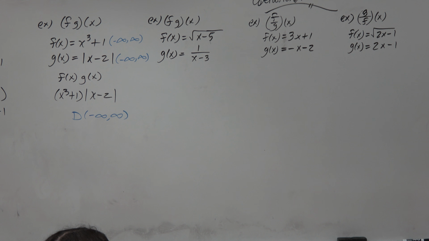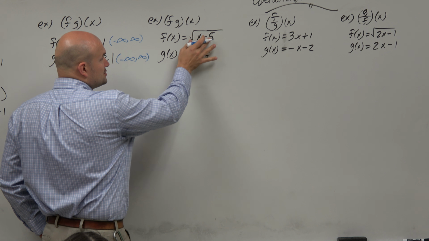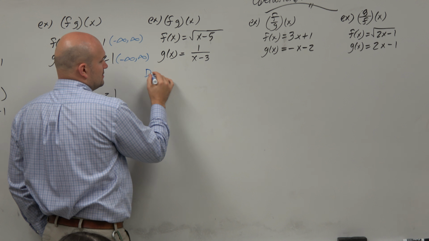Now we have f of x is the square root of x minus 5, and g of x is 1 over x minus 3. I didn't really give myself enough room. So let's go ahead and find the domain of f of x.